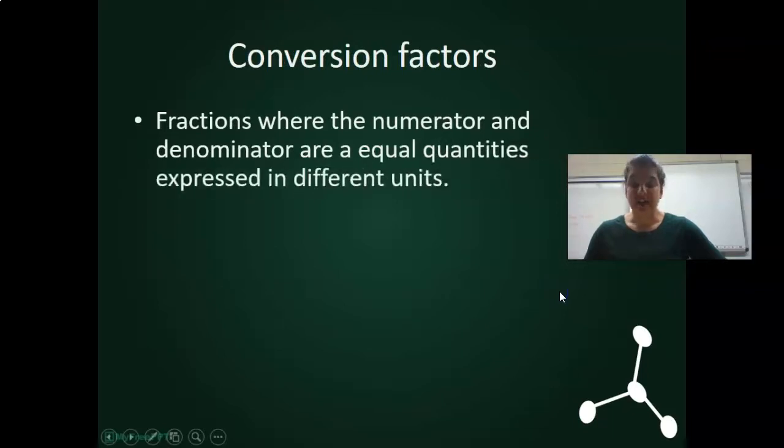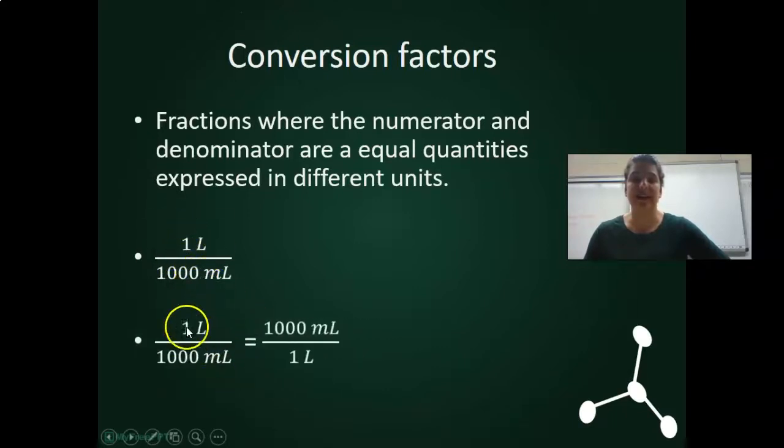Conversion factors are going to be fractions where the numerator and the denominator are in equal quantities expressed in different units. So for instance, 1 liter over 1,000 milliliters. There are 1,000 milliliters in 1 liter. Okay? Now you can write conversion factors as their reciprocal because these are equal. 1 liter is the same as 1,000 milliliters, so you can either write it this way or you can write it this way because it's equal.